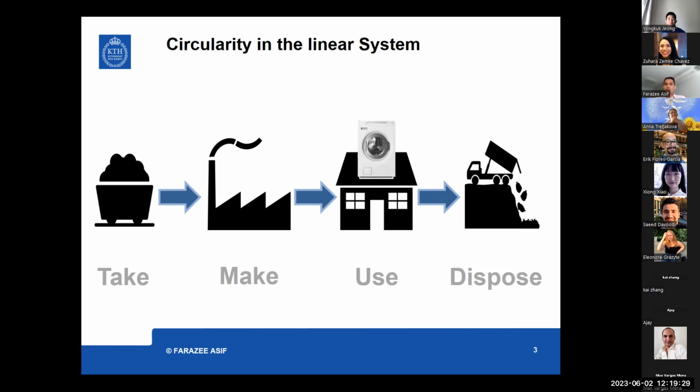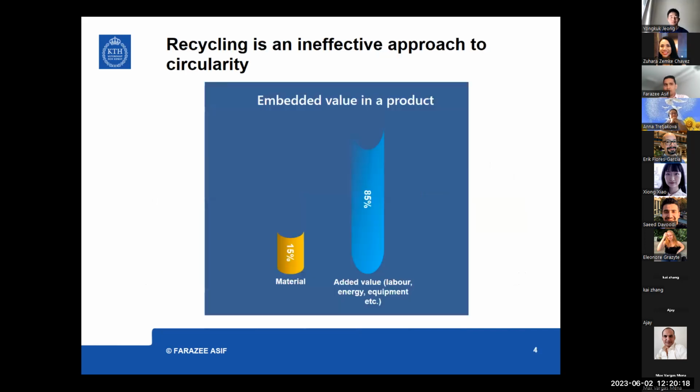But of course, in the linear system as well, there is an effort to make a circular approach to conserve resources. Mostly in the linear system, we use recycling as a way to deal with some of the issues with natural resources and waste. That I call circularity in the linear system. When a product comes to its end of life, we take it back to facilities where we extract the material. It is quite an established industry, as you know, and recycling is happening in many sectors.